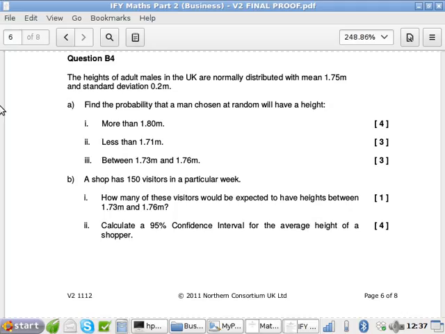For the Z transform, it's X minus mean over standard deviation. You have X, 1.60. So it'll be 1.80 minus 1.75 over 0.2. Do we use the table? Now you can take out the table.